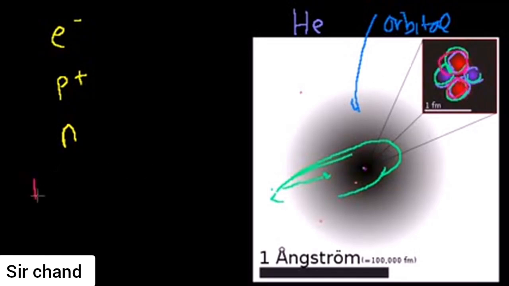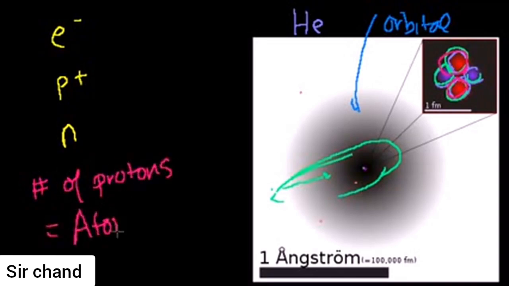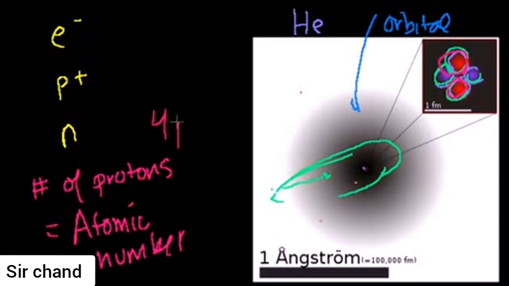And the number of protons, this is defined as the atomic number. Now, let's say I said something has 4 protons. How do we know what it is?